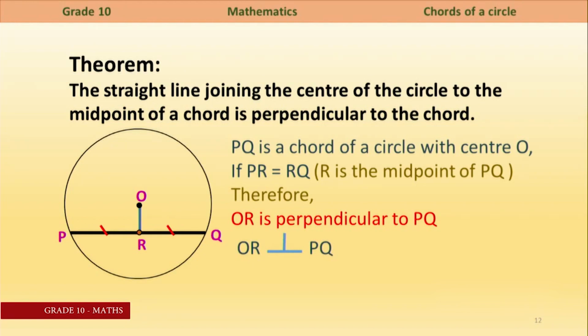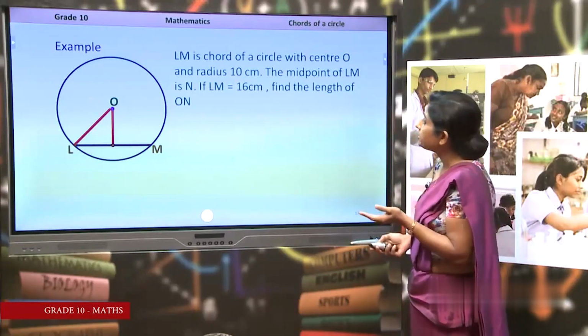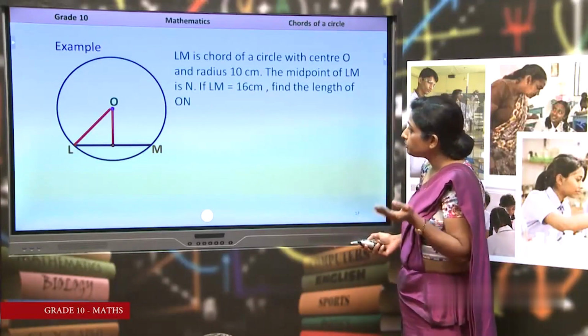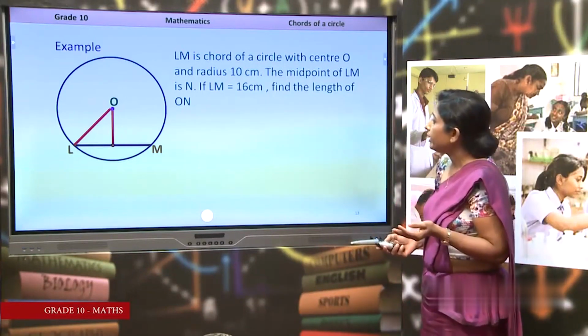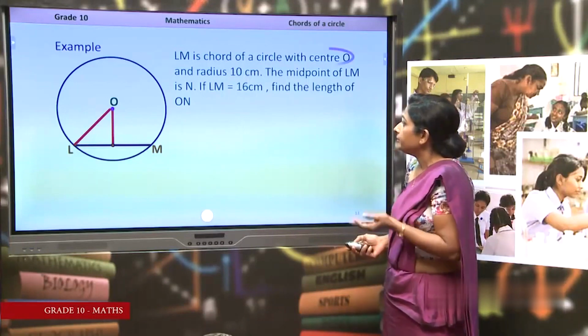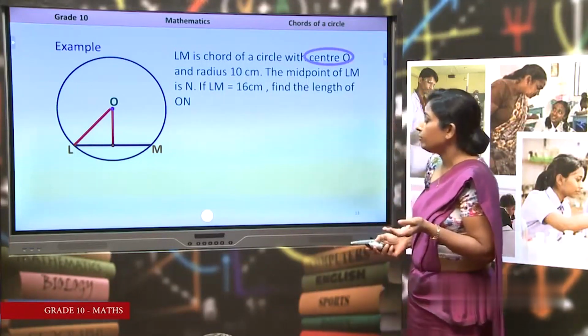To emphasize that, I am going to do one example. Here, look at this example. So, what is the sum? LM is a chord of a circle with center O and radius 10 cm. The midpoint of LM is N. If LM is 16 cm, find the length of ON.